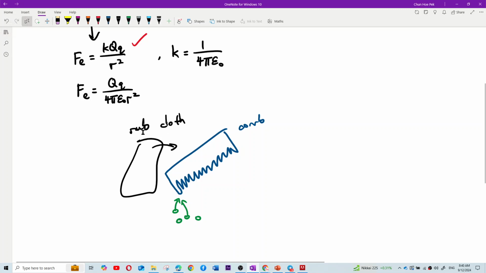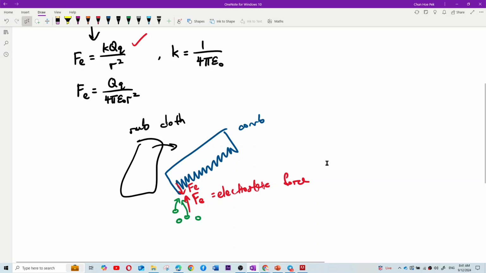Why, after you rub the comb with a cloth, is the comb able to attract small pieces of paper? Because it experiences the electrostatic force. Because of the electrostatic force, they attract the paper. So this is what we call electrostatic force. Do you know how to build this electrostatic force on the comb? Do you know why you need to rub the cloth on the comb?